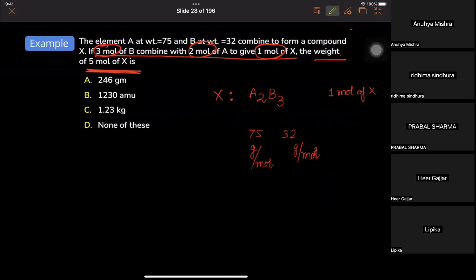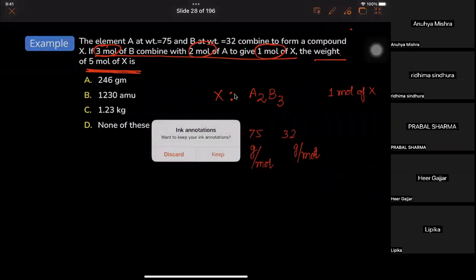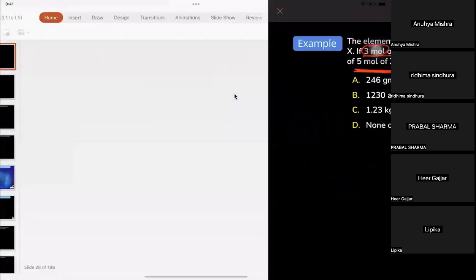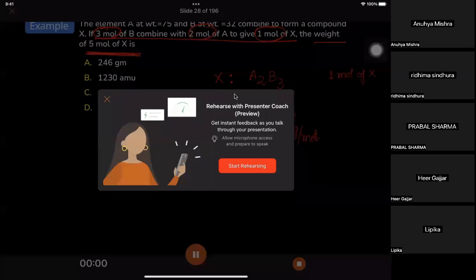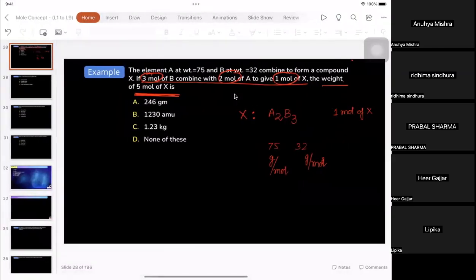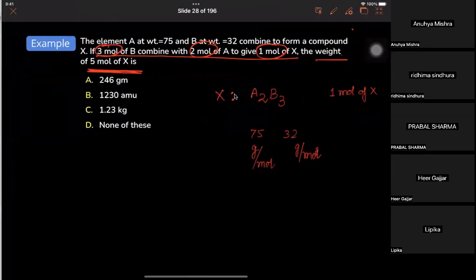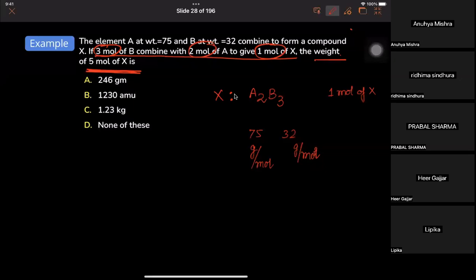Can you see the result? If yes, please type 1 in chat box. Very good. So if you can see the result, you can see 10% students have given option A, 28% have given B, 62% have given C. So what's the correct answer? Majority ने क्या बोला वही answer है?